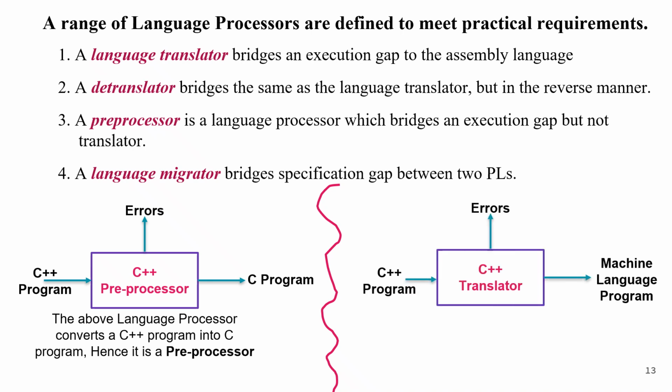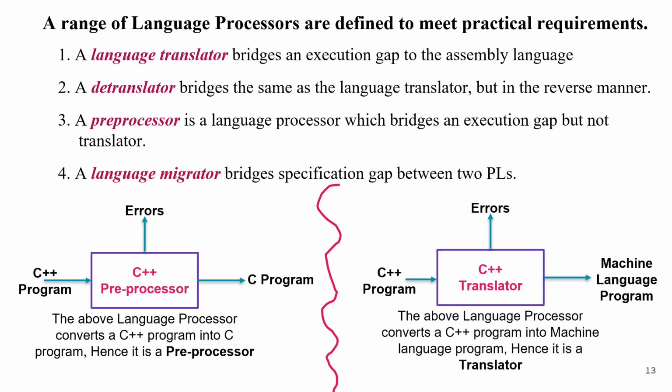An example of translator, a C++ program, when converted into machine level language program, you call the processor as a translator. So the above language processor converts a C++ program into machine language program. Hence it is known as a translator. So you can have various processors depending on what is our requirement.